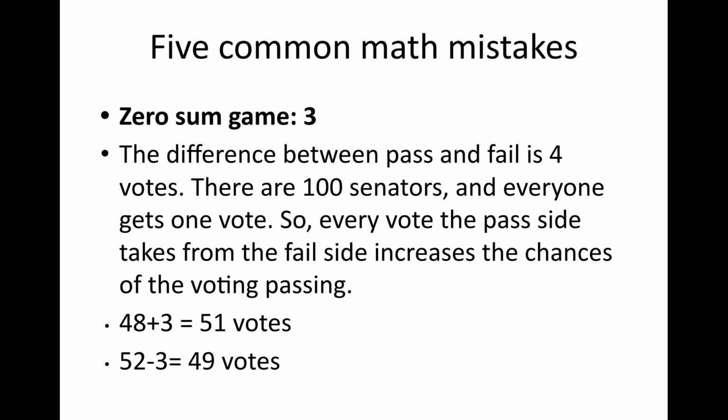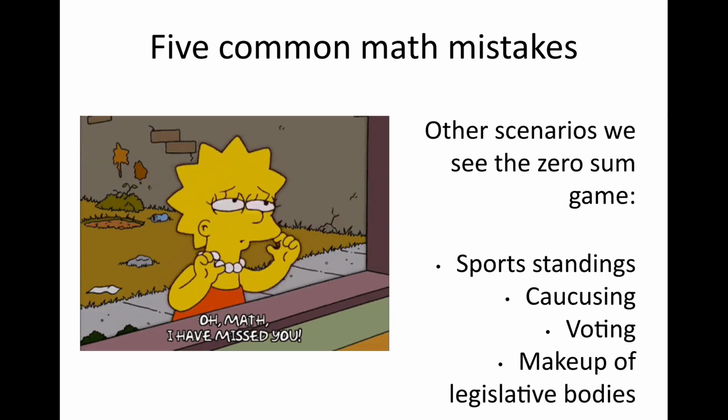So every vote the pass side takes from the fail side increases the chance of the vote passing. So in that case, because you have a 4 vote difference, you only have to get 3 in order to suddenly find yourself on the right side. If you get 2, you're going to have a tie. And if you're talking about the Senate, then you wait for the Vice President of the United States to cast the tiebreaker. But yeah, that's a zero sum game.